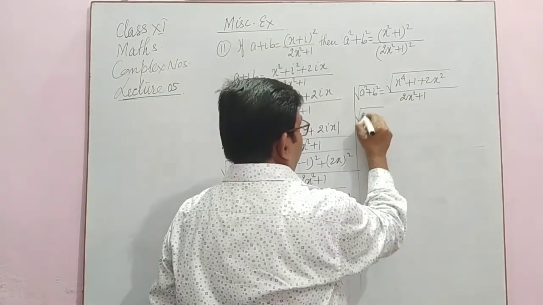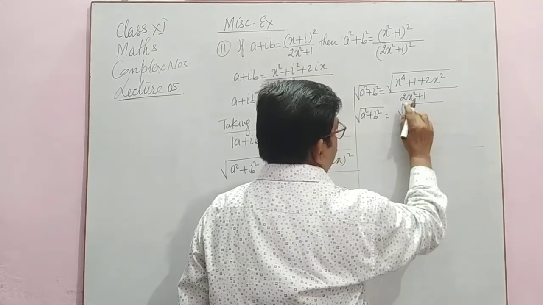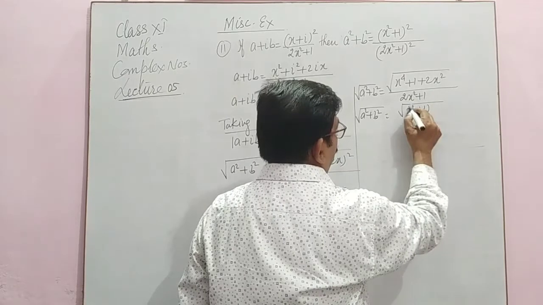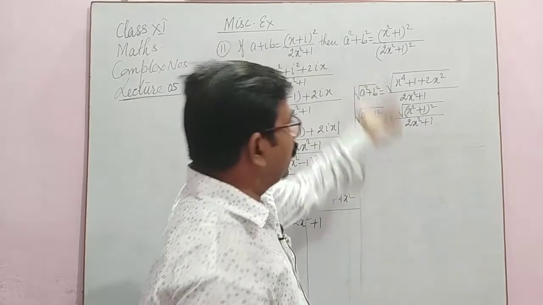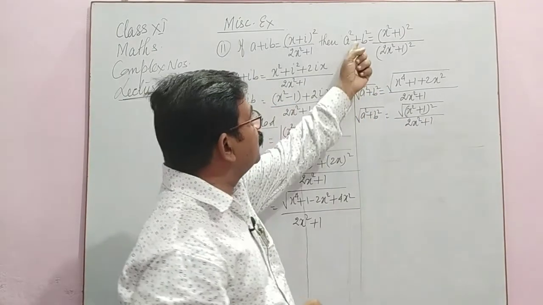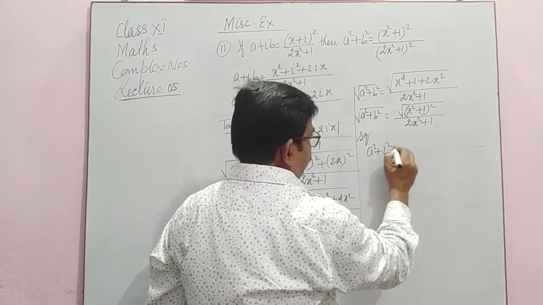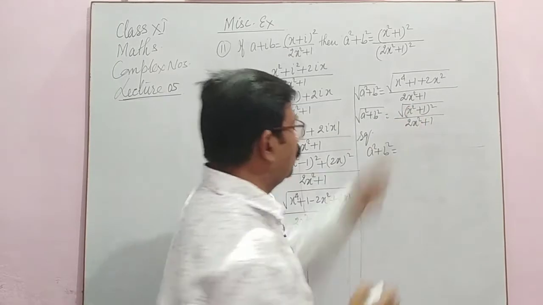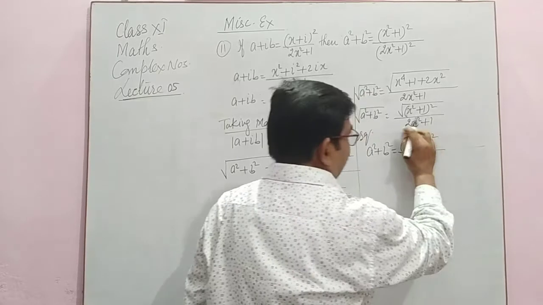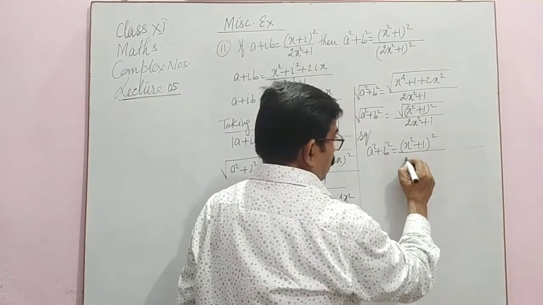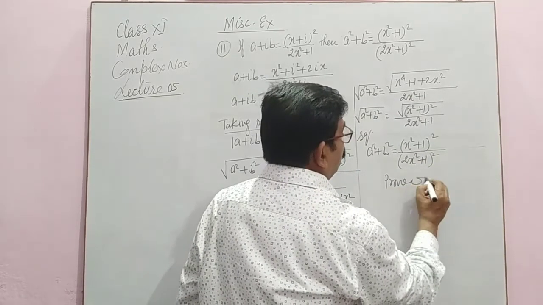So under root a² + b² equals under root (x² + 1) whole square upon (2x² + 1). We have to square this. Squaring, the square and root will be removed. So we have a² + b² equals (x² + 1)² upon (2x² + 1)², because we are squaring both sides. This was to prove.